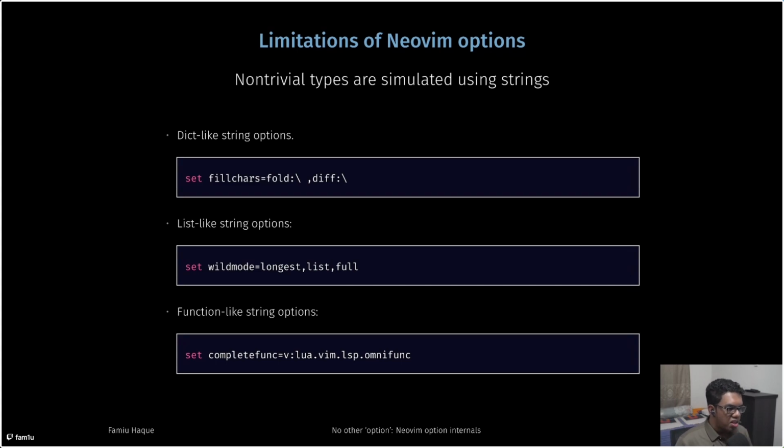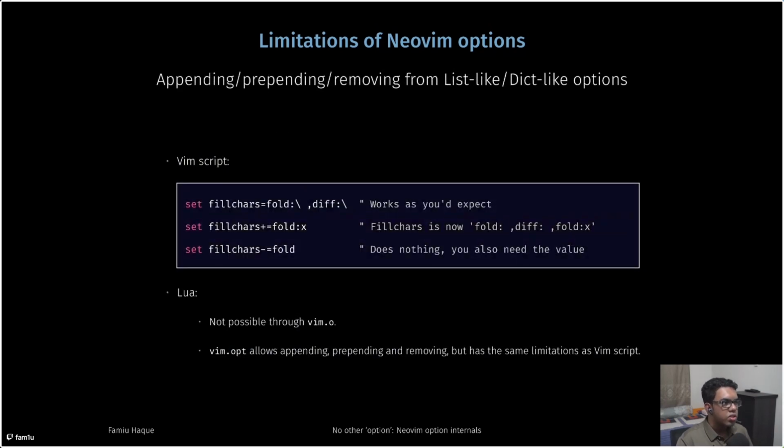Lastly, we have function-like string options. These ones behave like functions. As you can see, this one is set to a Lua function. I just said that you can set callback options to Lua functions, but clearly here you're setting it to a Lua function. What's the deal? I'll talk about that in a bit. All right. Now let's talk more about list-like and dict-like options. I'll talk about functions in the next slide, I think, or the slide after that.